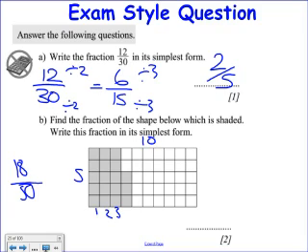18. Do I leave it like that? No. What do I have to do? Divide by 2. Brilliant. Divide the top by 2 and the bottom by 2, and I end up with 9 over 25. Can I simplify it any more?